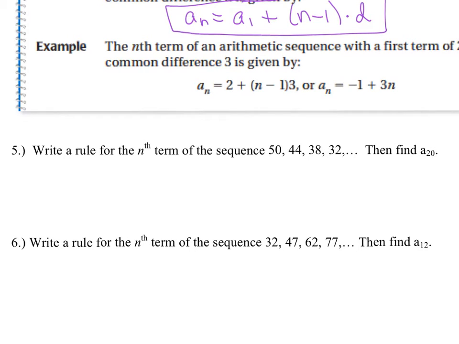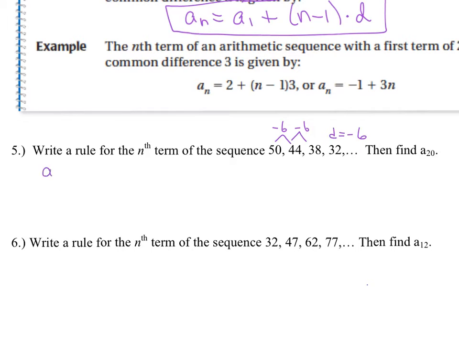In number 5, it says write a rule for the nth term of the sequence 50, 44, 38, 32, and then this is an infinite sequence. Then find a sub 20, so we have to find the 20th term. So the first thing I have to do is figure out this common difference. So from 50 to 44, you're subtracting 6, so our d value is negative 6 because our sequence is going down.